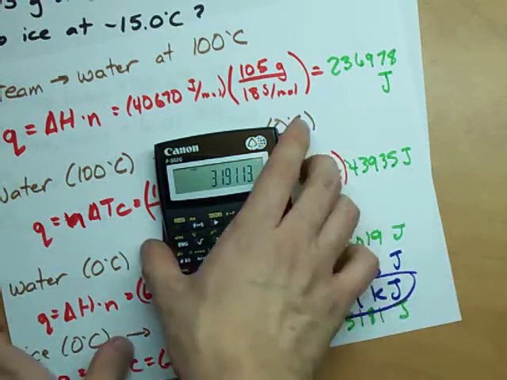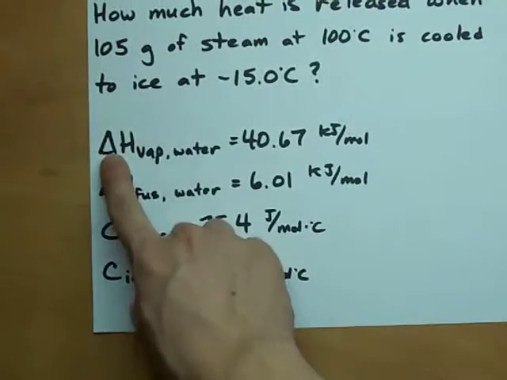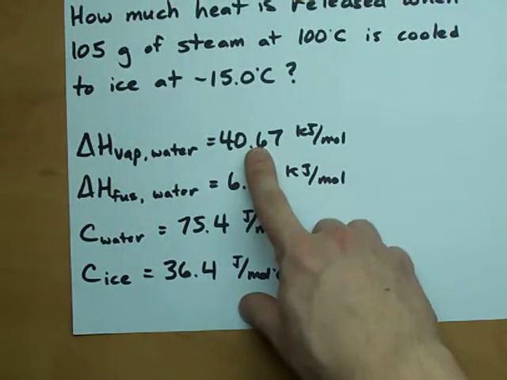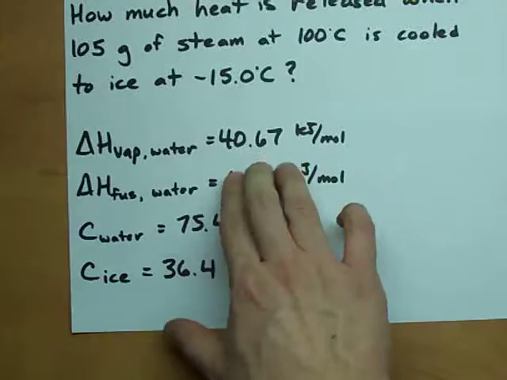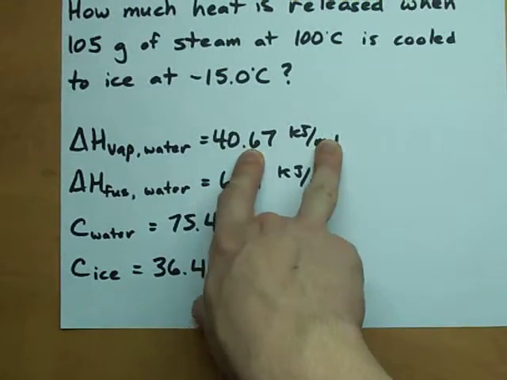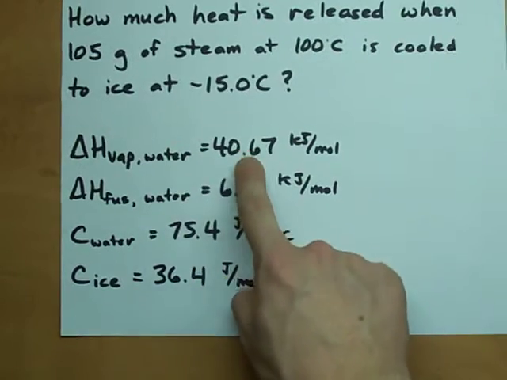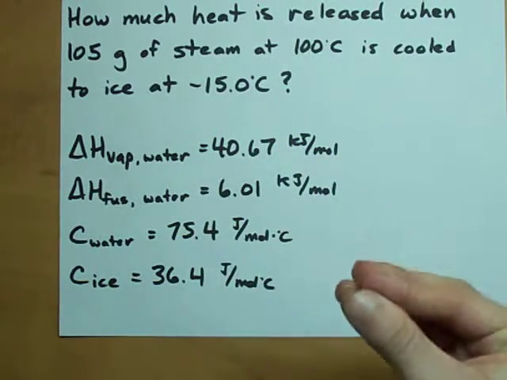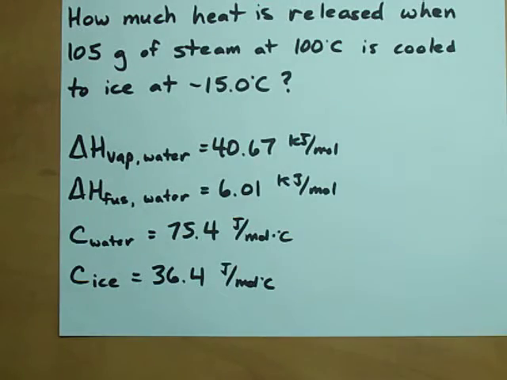Now, one thing I do want to point out, this is the enthalpy of vaporization. This is actually how much heat is required to boil 1 mole of water, but it's also the amount of heat released when you take that steam at 100 degrees Celsius and cool it down into water at 100 degrees Celsius. It's the same process, it's just reversed.